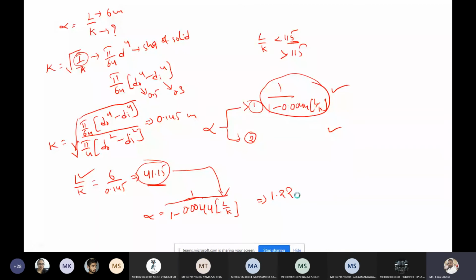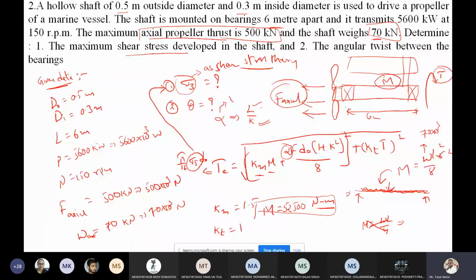And see in this equation, Km, M, alpha, F value we calculated, D naught value is given.